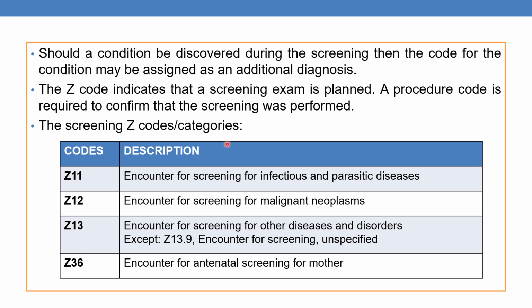Now coming to the screening Z codes, or categories of Z codes that describe the screening. The first one is Z11. It deals with encounter for screening for infectious and parasitic diseases. The next is Z12. It deals with encounter for screening for malignant neoplasms. The next is Z13. It deals with encounter for screening for other diseases and disorders, except Z13.9, that is encounter for screening unspecified. Finally, Z36. It deals with encounter for antenatal screening for mother.